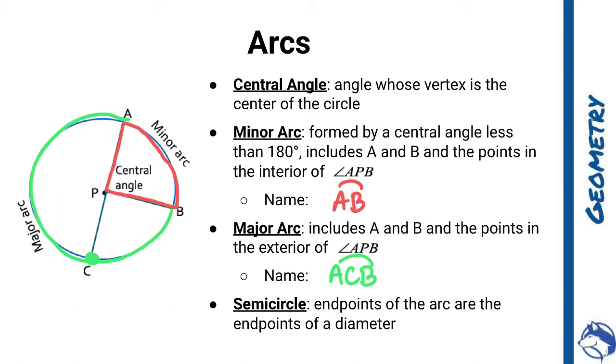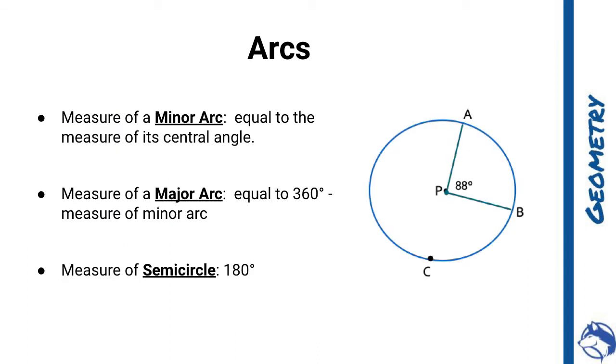And then we've got a semicircle, and a semicircle is halfway across. And what's cool about this is that AC is a diameter, and so arc AC is a semicircle, and it's halfway across the circle. It's half a circle. So measure of a minor arc is equal to the measure of the central angle. So in this scenario, when we're talking about arc AB, it's the exact same measure as what that central angle is.